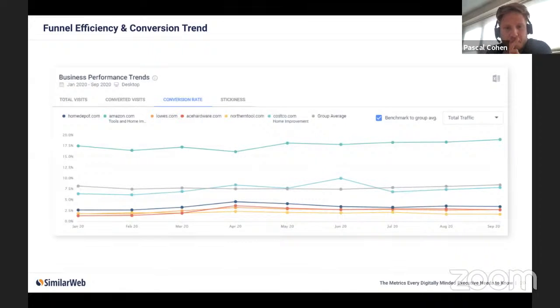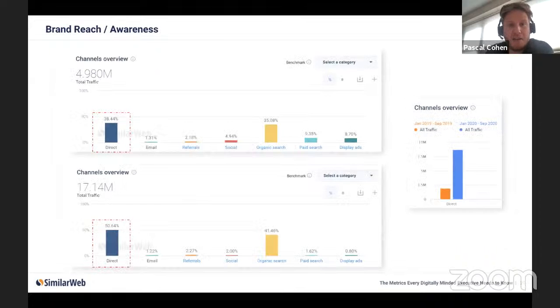Next slide. Okay, here's another interesting example. I didn't put the name of the brand I'm analyzing here, but we talked about brand reach and awareness. The top graph, with 4.9 or 5 million, is from January 2019 to September 2019, and the bottom, 17 million, is January 2020 to September 2020. So it's year over year. You can see the time frames on the right side: orange is the top and blue is the bottom. So guess which brand it is?